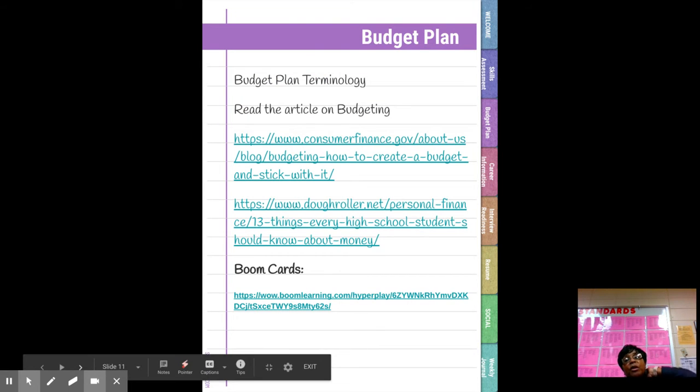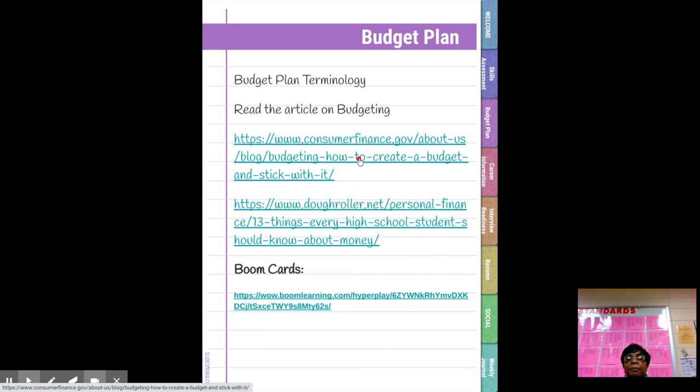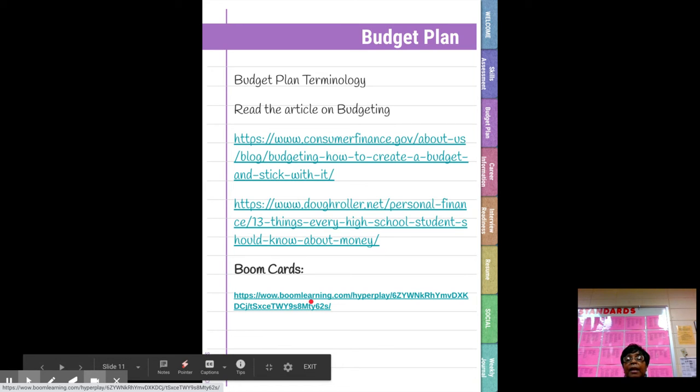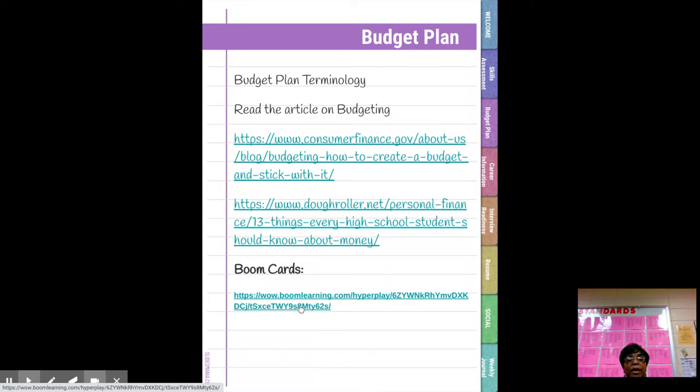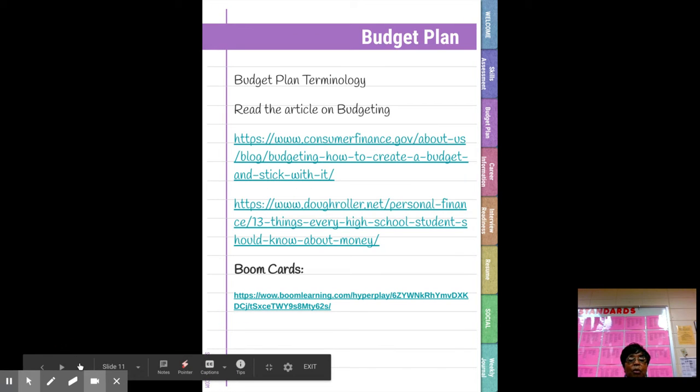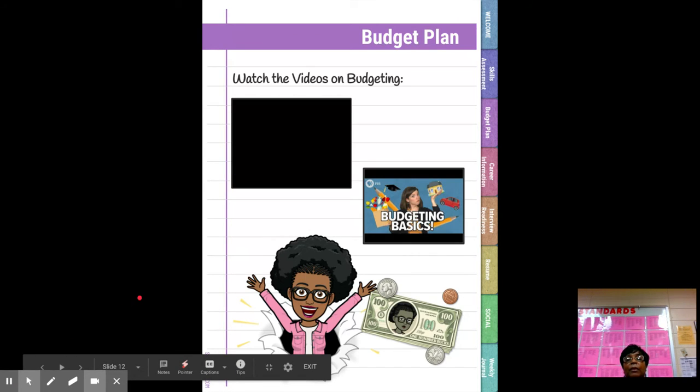In the budget plan, you're going to go through your terms, or learn some of the terminology. I want you to read the article on budgeting. I have two articles here. Then I also have the Boom Cards you can click on either in the Google Classroom or on this particular budget plan. What I have assigned for you to do is the Quizzes cards, so you're going to work on those as well.